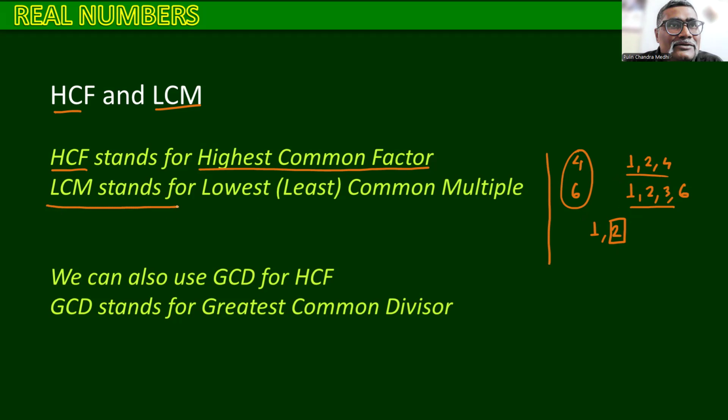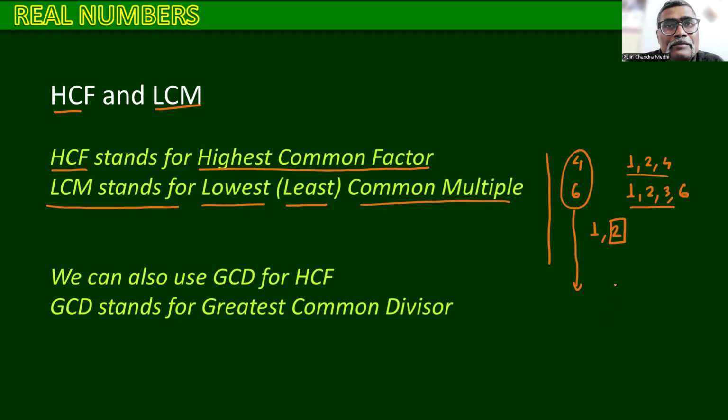Then LCM stands for lowest, or I can say least also, common multiple. So the reverse is there. Earlier, in case of HCF, we found all possible factors of the given numbers. On the other side, for LCM, we'll find the multiples, right? Multiples. So I take the same numbers and let us try to find the multiples of 4. So 4 ones, you take positive multiples.